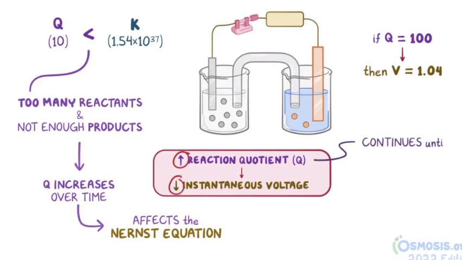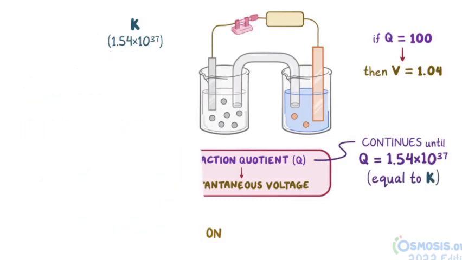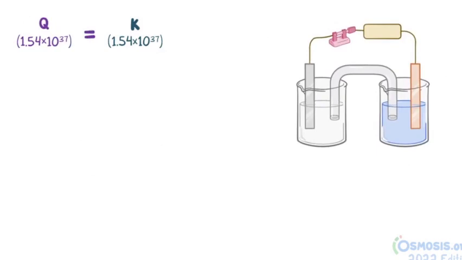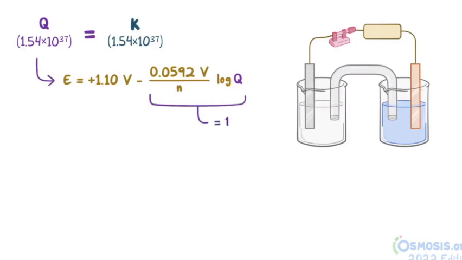And that continues until Q reaches 1.54 times 10 to the 37th, because at that point, Q is equal to the equilibrium constant K. When Q is equal to K, the second term in the Nernst equation is equal to the value of the first term. So, for our galvanic cell, when Q equals 1.54 times 10 to the 37th, then the second term is equal to 1.10. Because we subtract this term from the first term, which also equals 1.10, then we wind up with an overall voltage of 0. Zero voltage means that there's no current flowing through the galvanic cell.